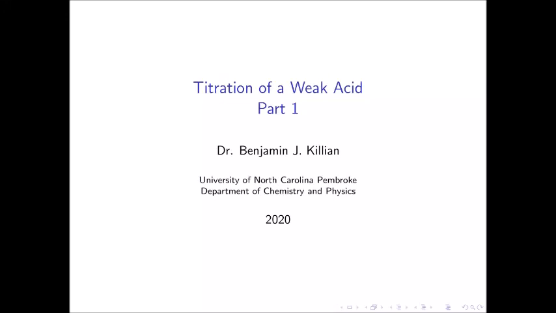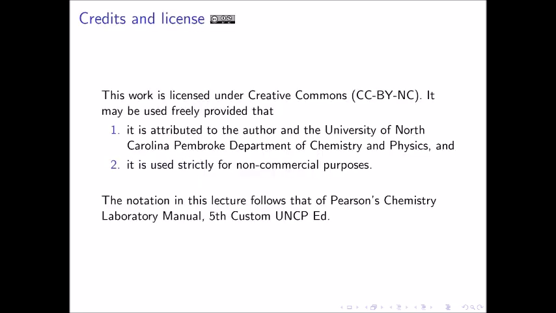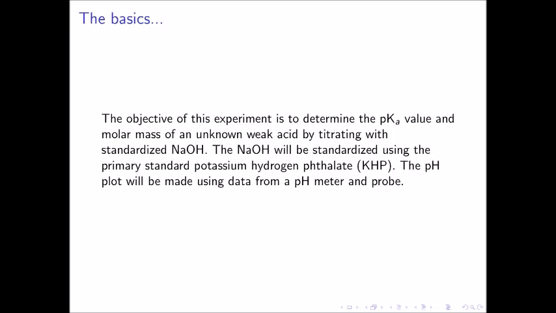In this experiment, we will titrate a weak acid with a strong base. The objective of this experiment is to determine the pKa value and molar mass of an unknown weak acid by titrating with standardized sodium hydroxide. The sodium hydroxide will be standardized using the primary standard potassium hydrogen phthalate, or KHP. The pH plot will be made using data from a pH meter and probe.